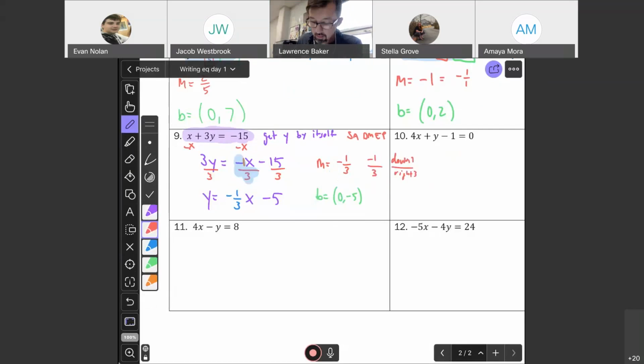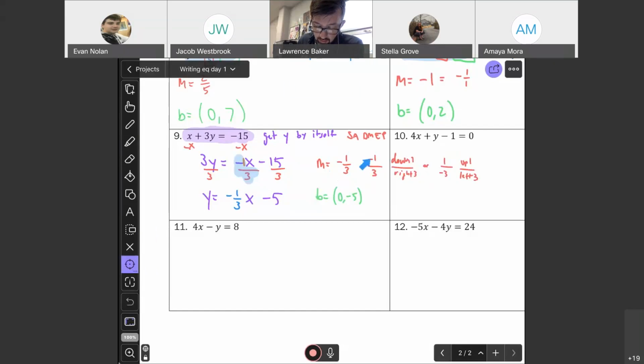They're not both negative. Or I could do 1 over -3, which would be up 1, left 3. Either of those is fine. So either the 1 can be negative and the 3 is positive, or the 1 is positive and the 3 is negative. But they can't both be negative, because if they're both negative, then two negatives give me a positive.